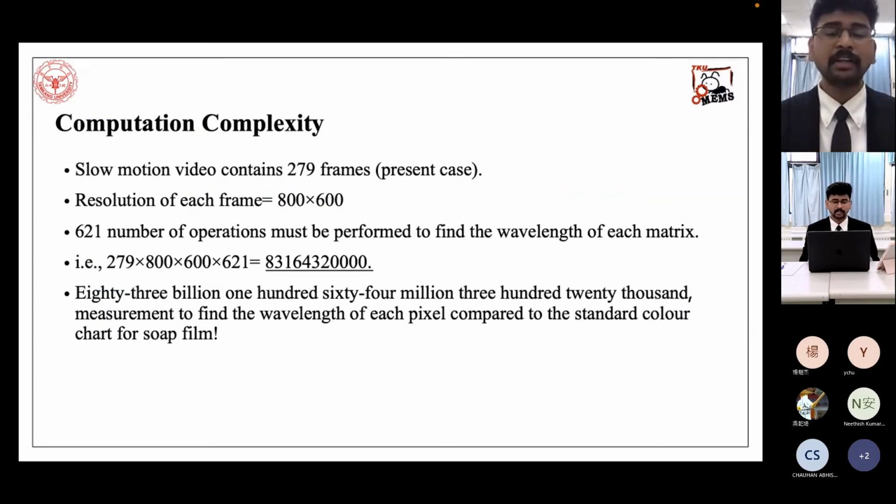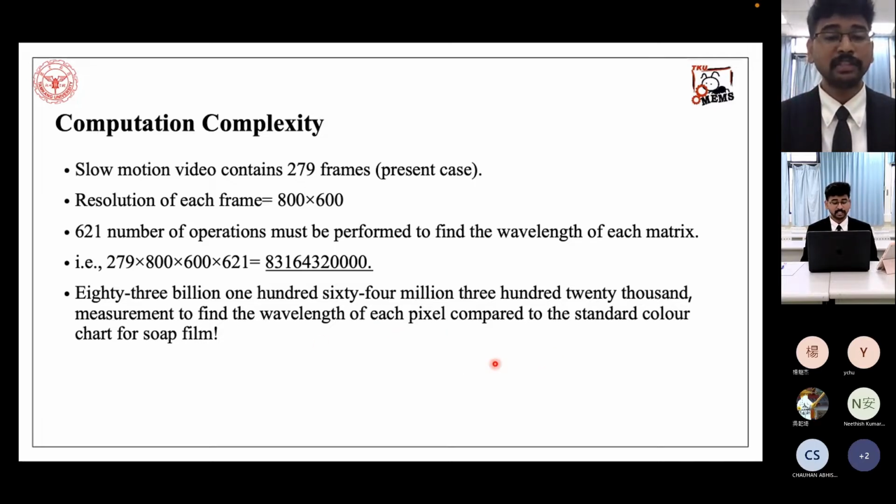The computational complexities we face when doing the post-process simulation: first, the soap film video consists of around 279 frames in my present case of hovering, and the resolution I have taken for each frame is 800 cross 600. And the number 625 is the number of operations I need to perform to find the wavelength of each matrix. This number 625 is for a particular one pixel of my frame. This is the pixel size for one individual pixel.